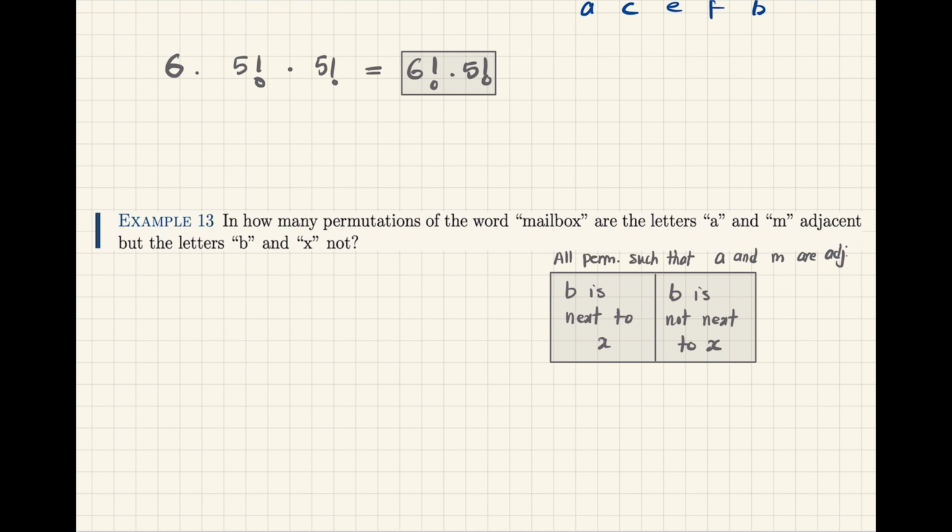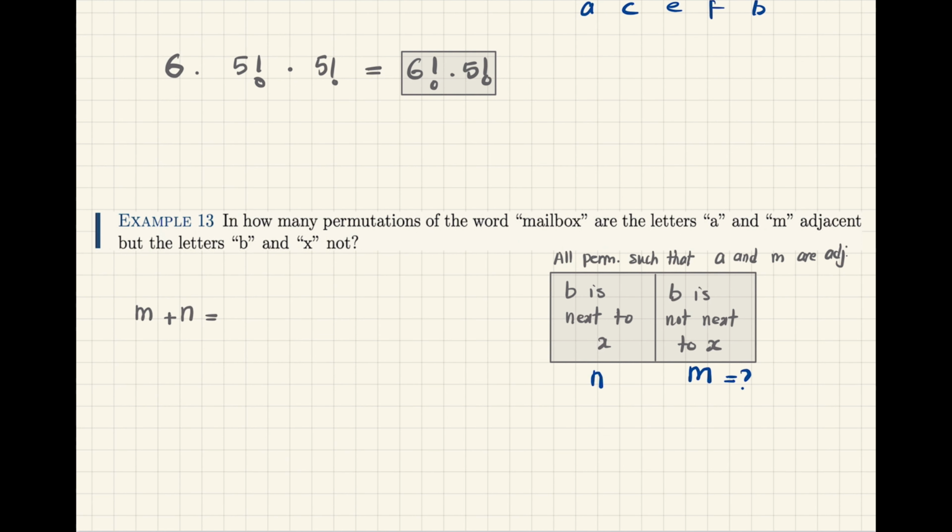So what am I interested in? I am interested in this part. Let me call this number M, and this one number N. M is wanted. So if I ask you what is M plus N, you can answer that. M plus N is the number of items in this rectangle. It means that it is all permutations in which A and M are adjacent.